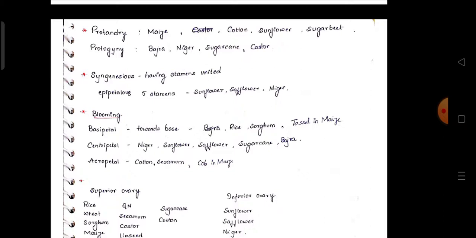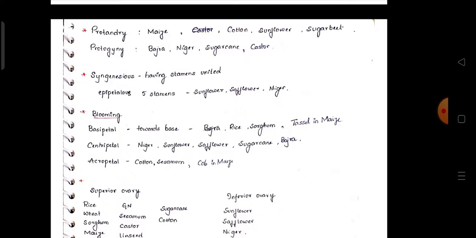These examples are very important because here it will look easy, but in the exam they will be confusing. Protandry is maturation of the male parent first. Protogyny is maturation of the female first, that is, before the male part.